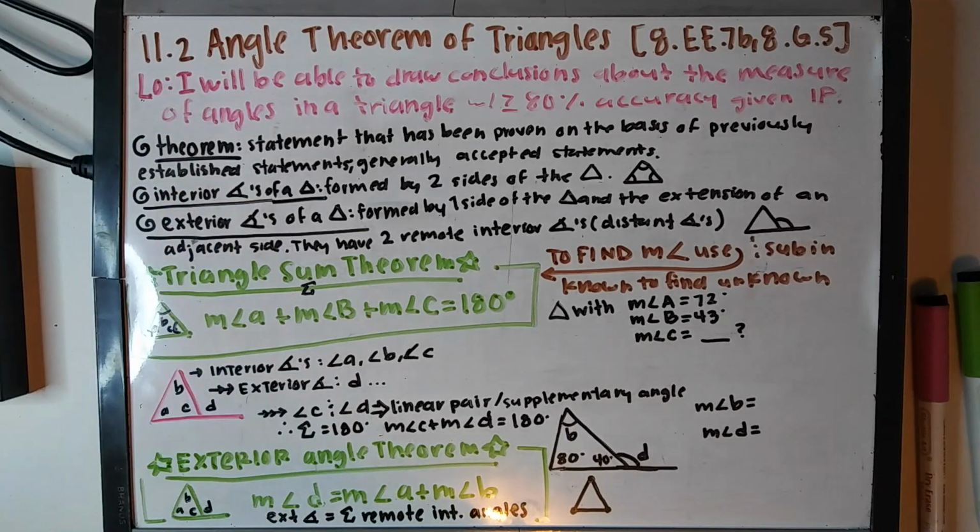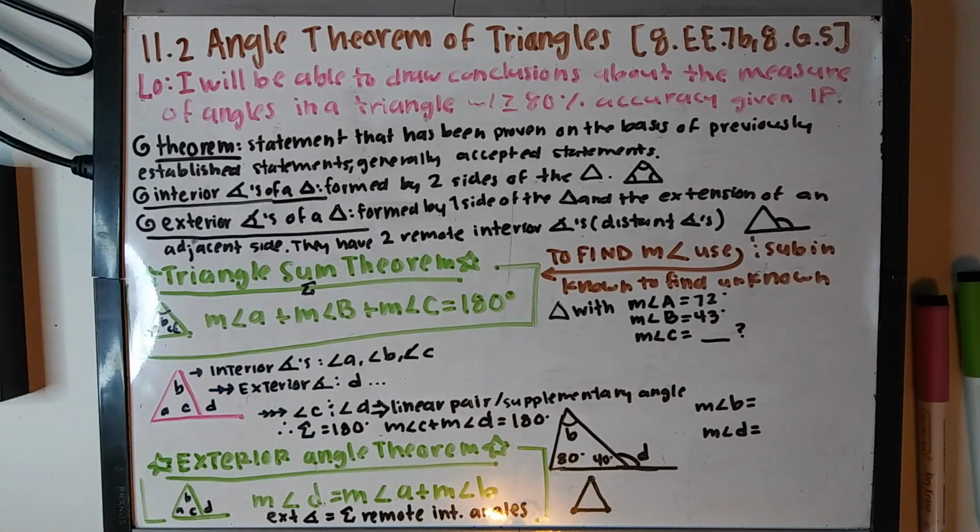And we have a few vocabulary words. So theorem is basically a statement that has been proven on the basis of previously established statements, kind of like a theory of things that you know. So therefore, something else is proven. And then generally, it's basically an accepted statement.